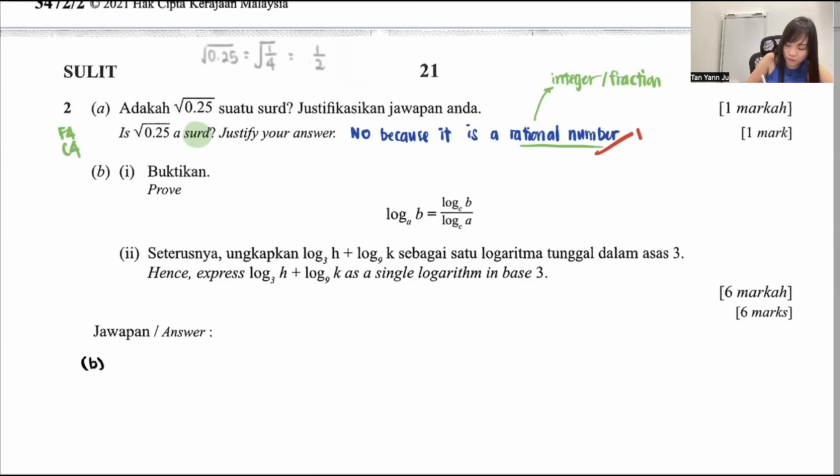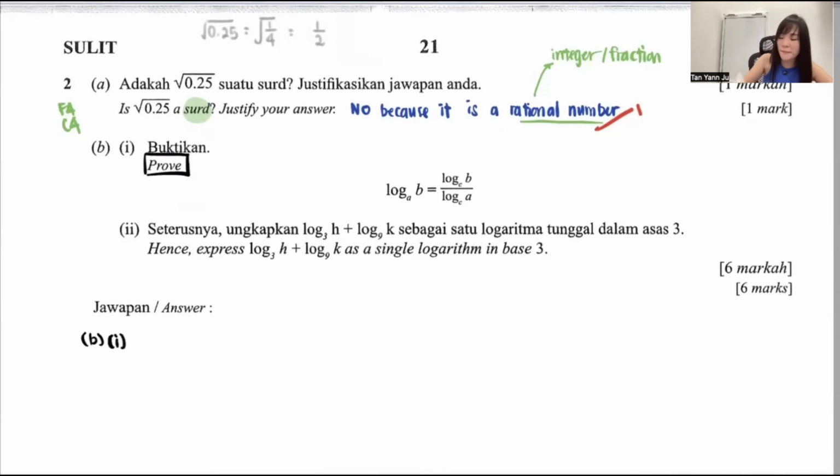Let's move on. B1. B1, they say prove. Later on, you need to write what word? Prove it. So guys, now they ask you to prove. So remember, don't copy this now. You copy this now, where got proof left, my dear?